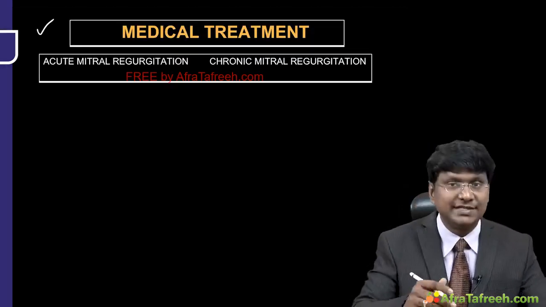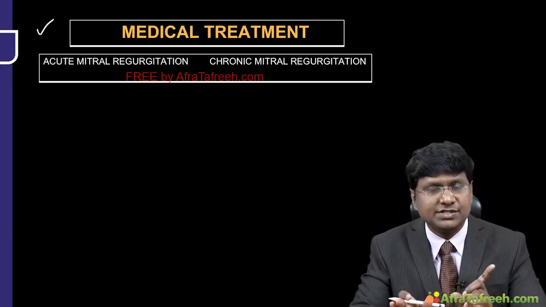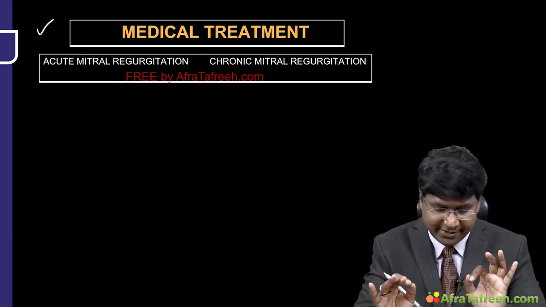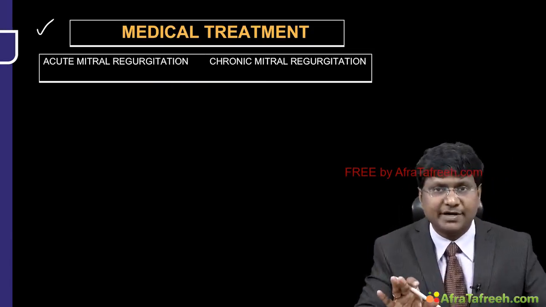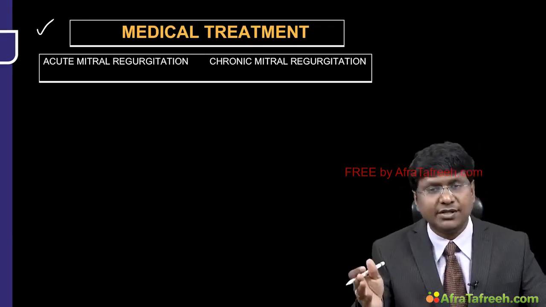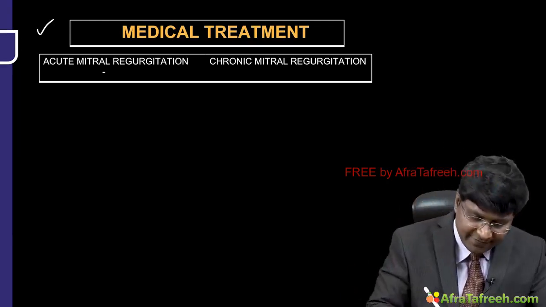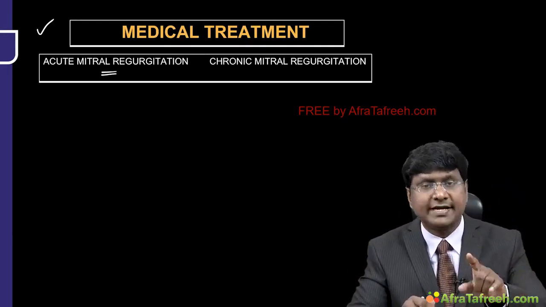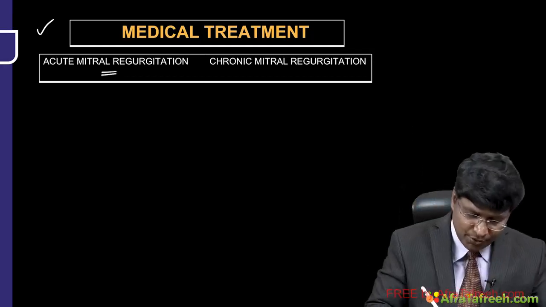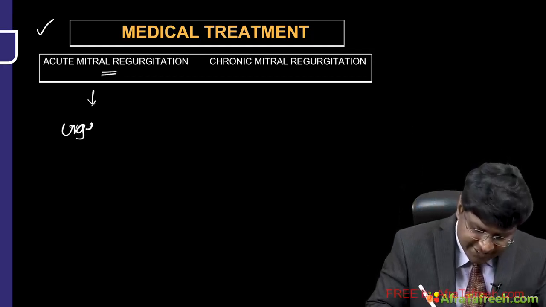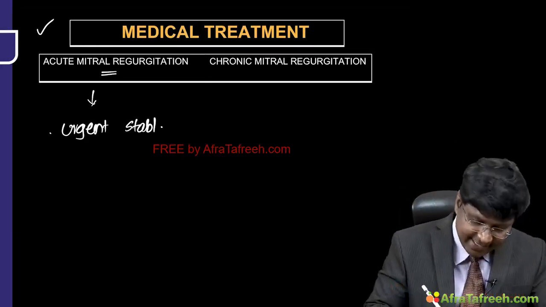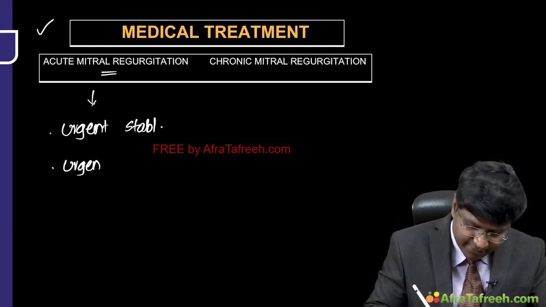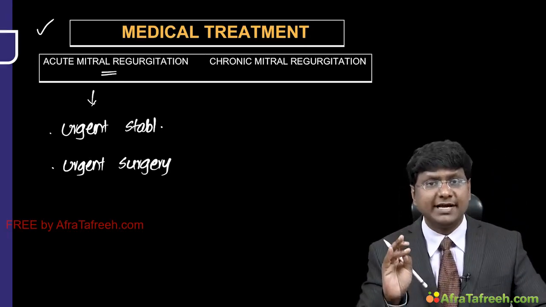Then coming to the treatment. So we have discussed the investigations, that is ECG, 2D echo as well as the chest X-ray. Then the treatment. Treatment completely depends upon whether it is acute mitral regurgitation or chronic mitral regurgitation. Suppose the individual has acute mitral regurgitation secondary to papillary muscle rupture or secondary to MI, then in such cases these patients require urgent stabilization, and they also require urgent surgery as well. Okay, so urgent stabilization as well as urgent surgery.